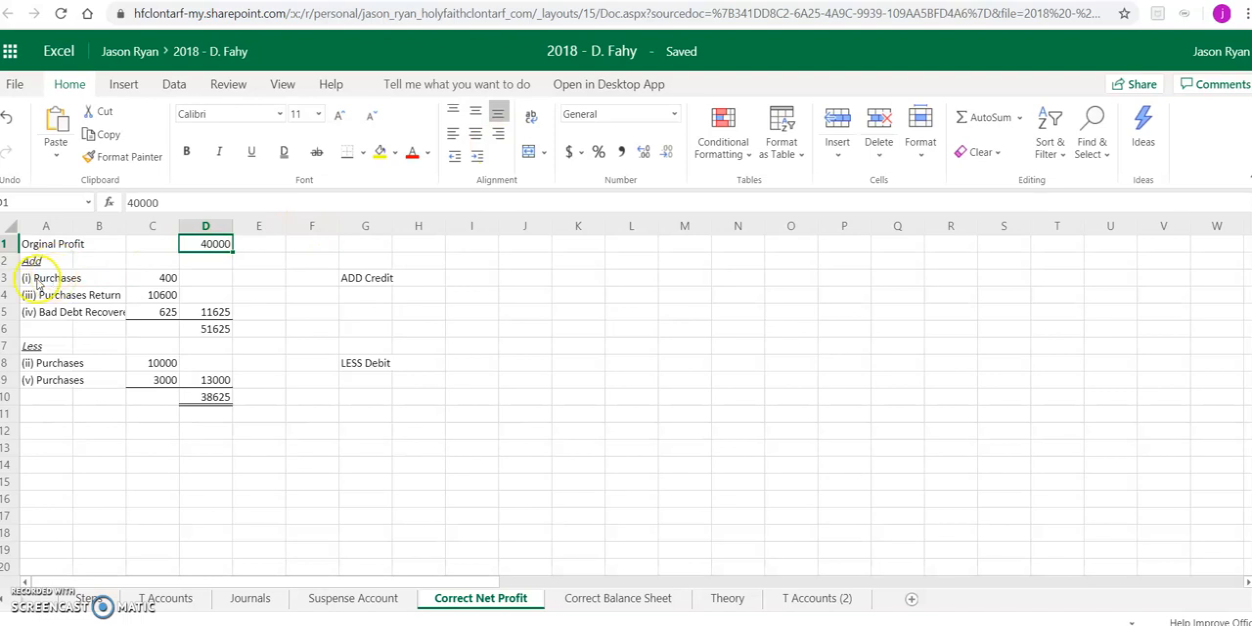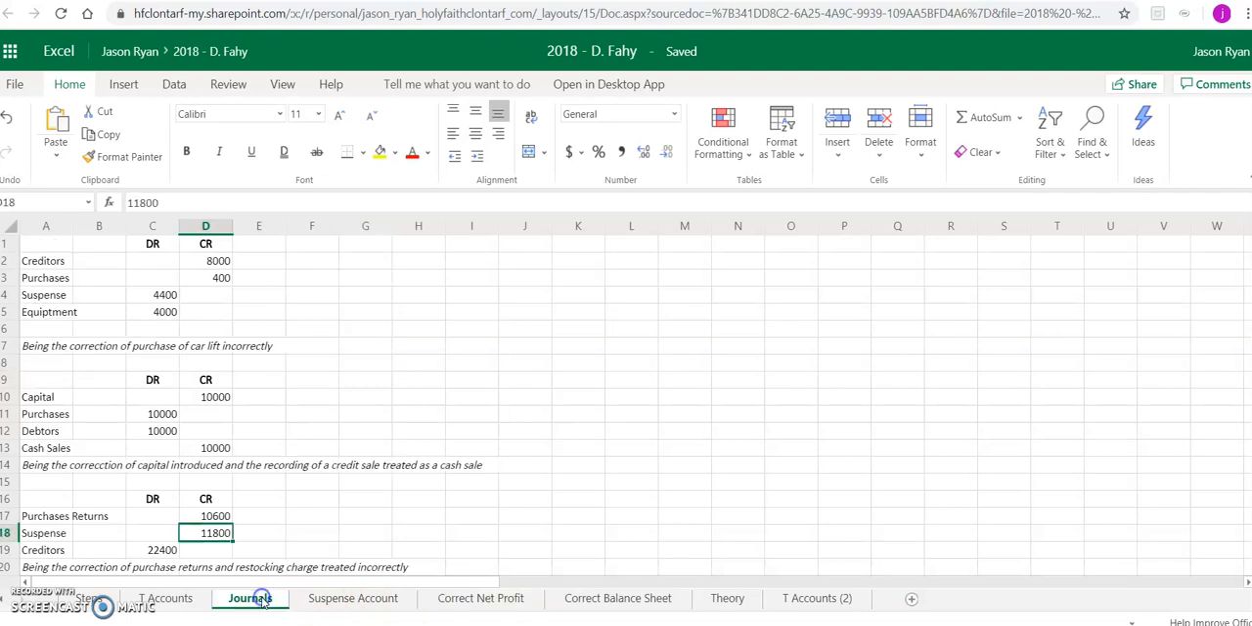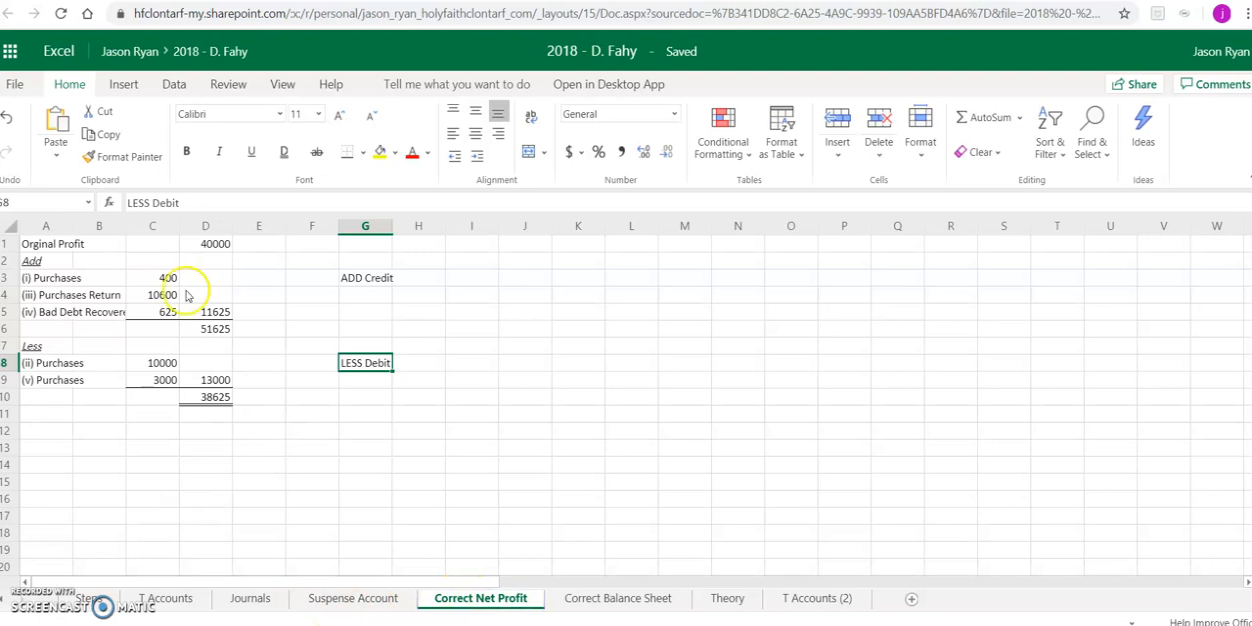So once again, add anything that goes into your profit and loss account, you're going to add it on if it's a credit. If it's on the debit side, you're going to take it away for your expenses. So have a look at our journals. And our first journal entry here, we have purchases. So purchases goes into your profit and loss account. It's on the credit side. So that means then that you're going to add it on here.